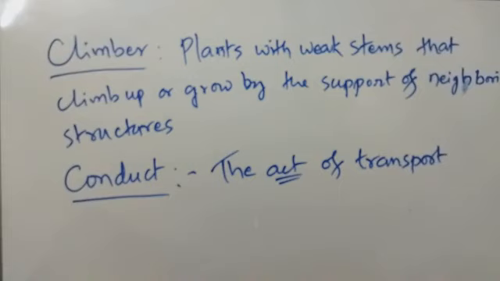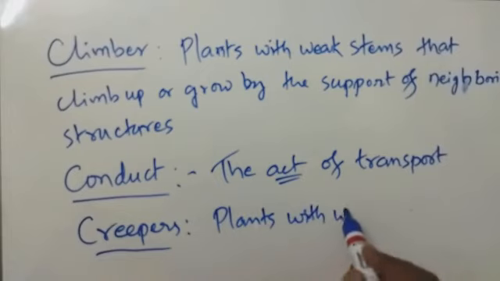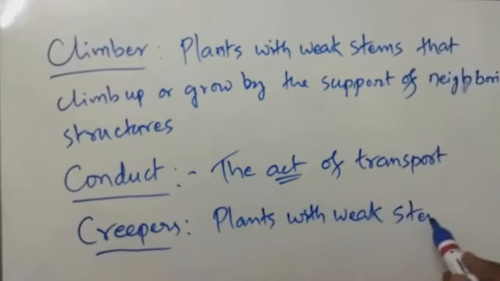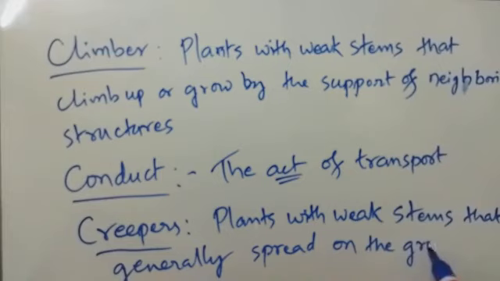Creepers. What are creepers? Plants with weak stems that spread on the ground and generally bear large fruits. Creepers. Plants with weak stems that generally spread on the ground, right.